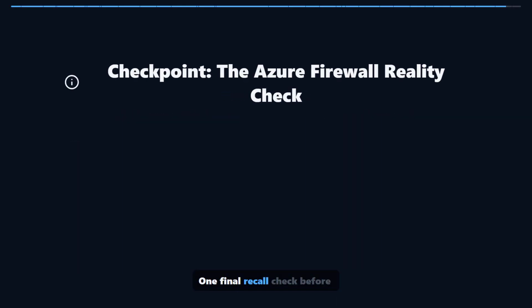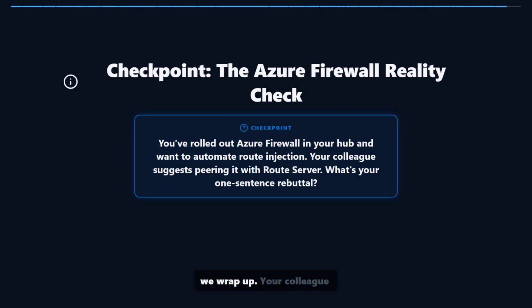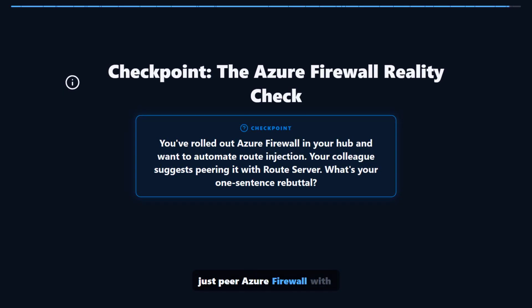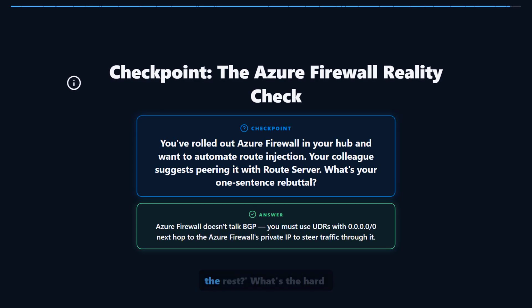One final recall check before we wrap up. Your colleague sees the elegance of Route Server and asks, why not just peer Azure Firewall with it and let BGP do the rest? What's the hard truth you have to tell them?